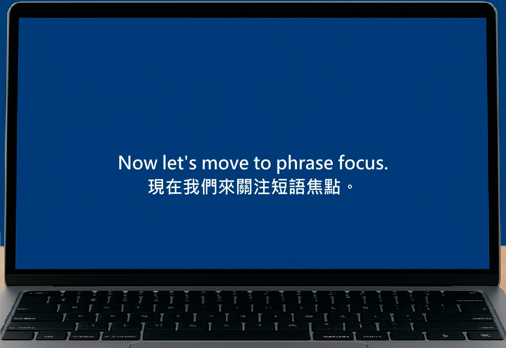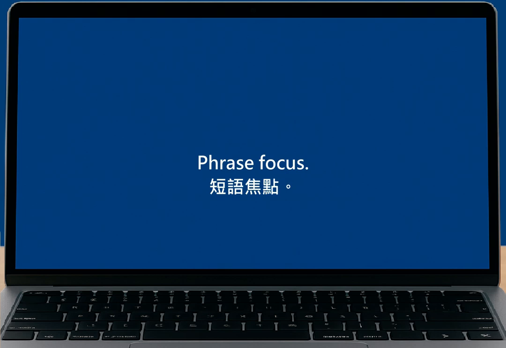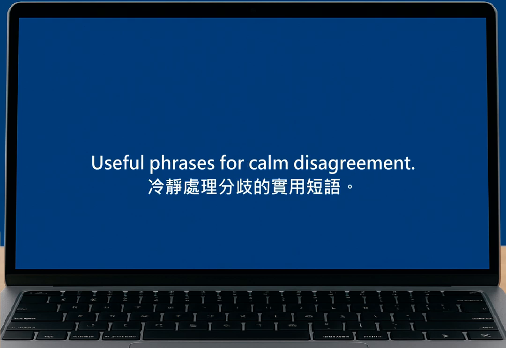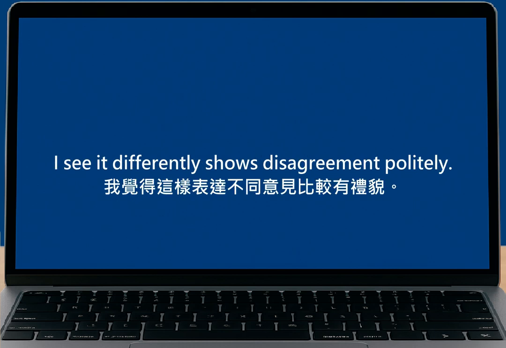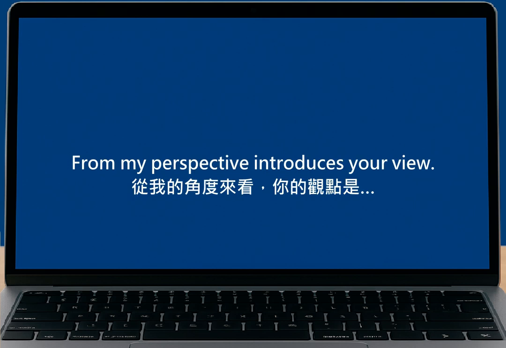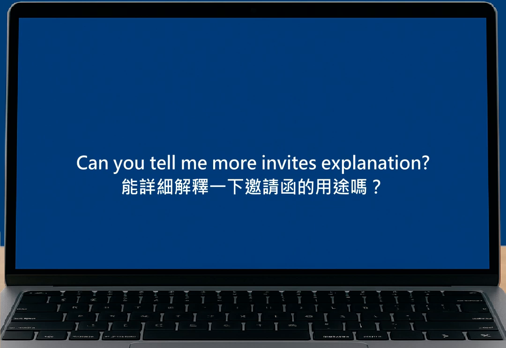Now, let's move to phrase focus. Phrase focus. Useful phrases for calm disagreement. I understand your point shows respect. I see it differently shows disagreement politely. From my perspective, introduces your view. Can you tell me more invites explanation?